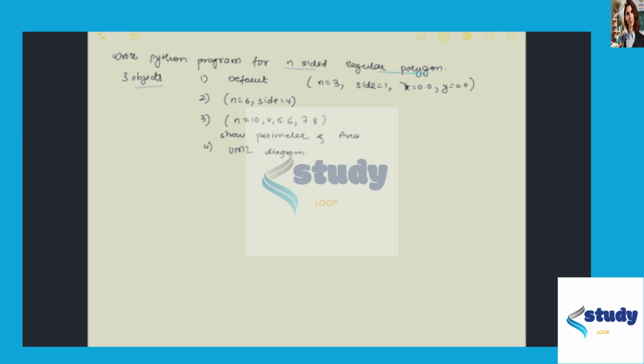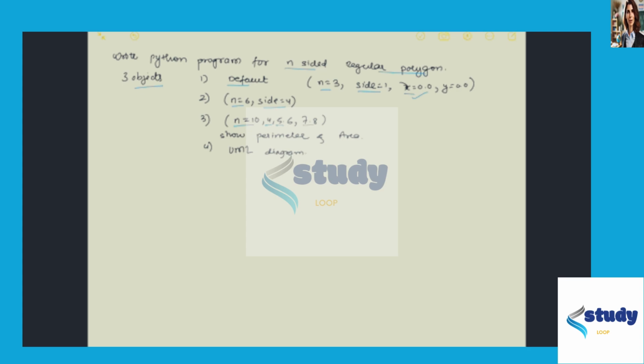Okay, so the question is to write a Python program for an n-sided regular polygon, and we have to instantiate it with three objects. One is the default, which takes the number of sides as 3, side length as 1, and coordinates at 0 and 0. The second one is with two parameters, number of sides and side length, and the coordinates are all default values. And the third one is with all the values assigned by the user, that is number of sides, length of the side, coordinate x, coordinate y.